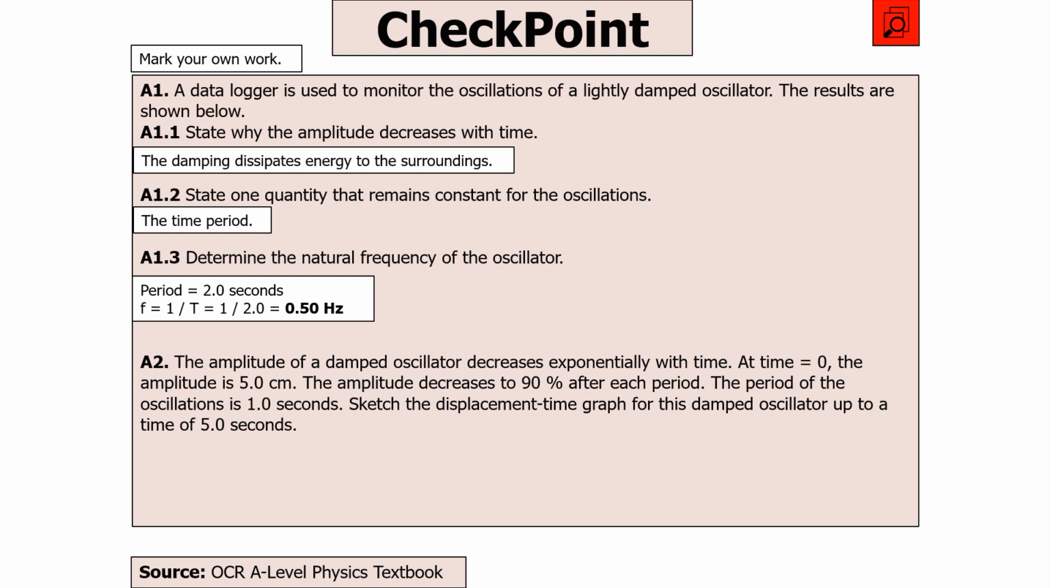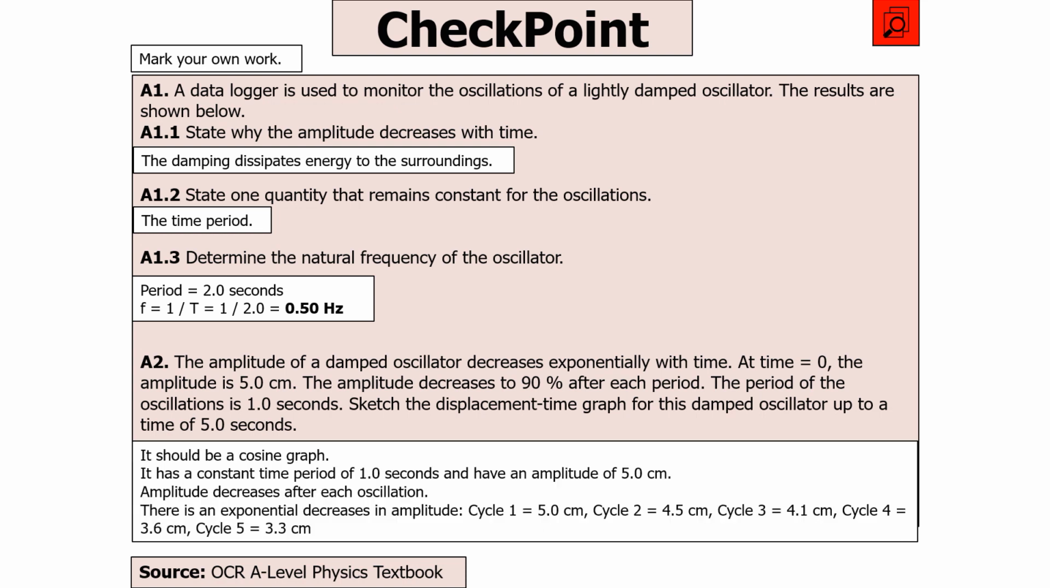Now, when you do your displacement-time graph, you'll realise that when you think of where the displacement is compared to equilibrium and how it links into the oscillation, it's going to be a cosine graph. You're going to have a time period of 1 second, which will remain constant throughout, and it'll start off with an amplitude of 5 centimeters.